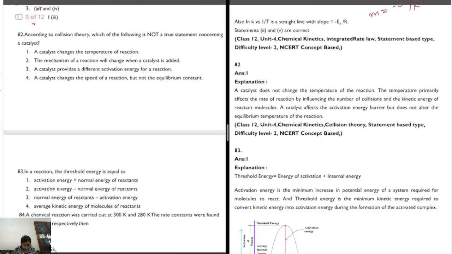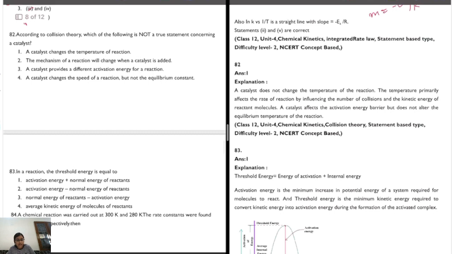Wait, a catalyst only changes the activation energy. It won't change the temperature. It will either increase or decrease the rate of the reaction. If the catalyst is positive, it will increase the rate of the reaction. If the catalyst is negative, it will decrease the rate of the reaction. Therefore, a catalyst will never change the temperature of the reaction.